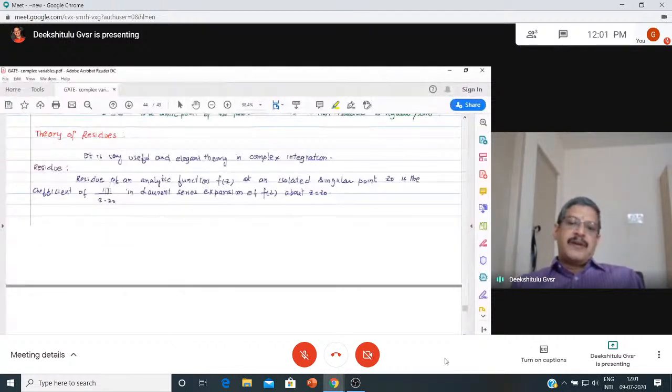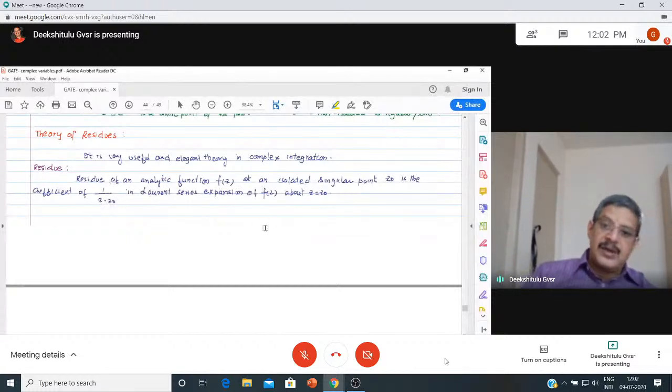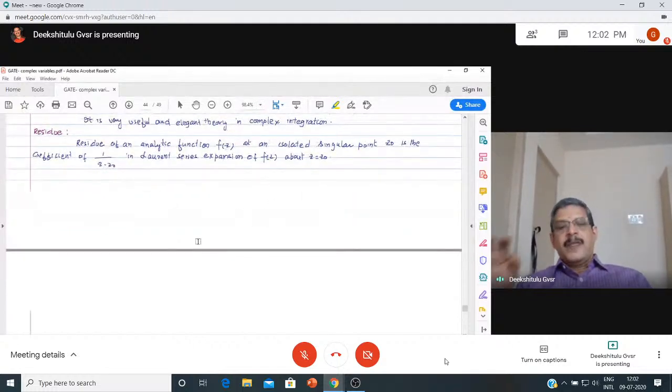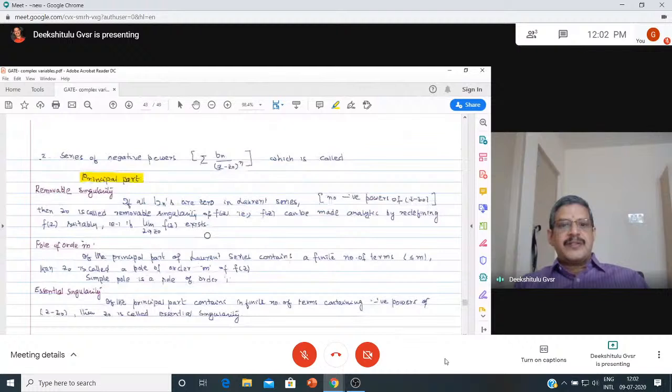Residue means: the residue of an analytic function f(z) at an isolated singular point z0 is the coefficient of 1/(z - z0) in the Laurent expansion of f(z) about z = z0. So if z0 is an isolated singular point, then we cannot get a Taylor series, we get a Laurent series expansion. In the Laurent series expansion, what is the coefficient of 1/(z - z0)?